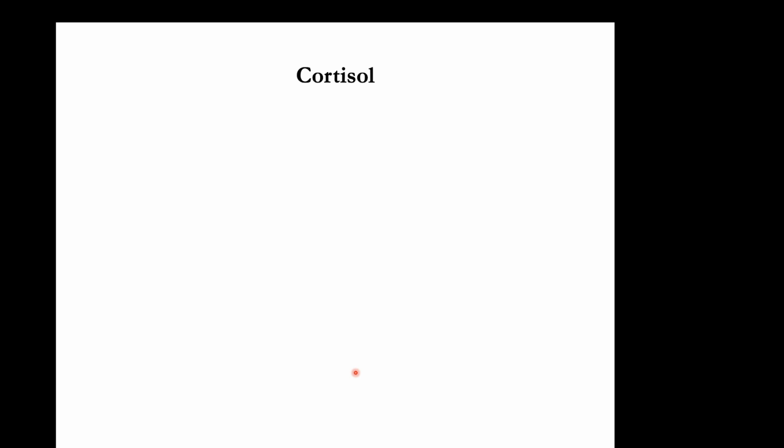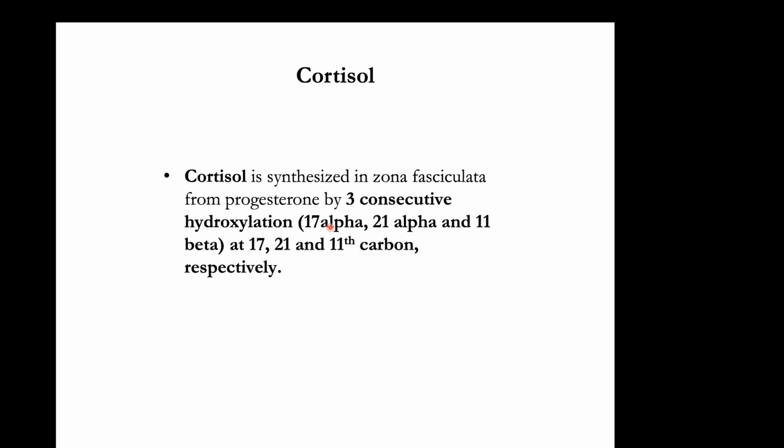Cortisol is also synthesized from the progesterone. We all know that 21 hydroxylation of pregnenolone will lead to progesterone. So after the synthesis of progesterone, there will be 3 sequential hydroxylation reactions: 17 alpha, 21 alpha, and 11 beta. Here it is 17 alpha, 21 alpha, and 11 beta.